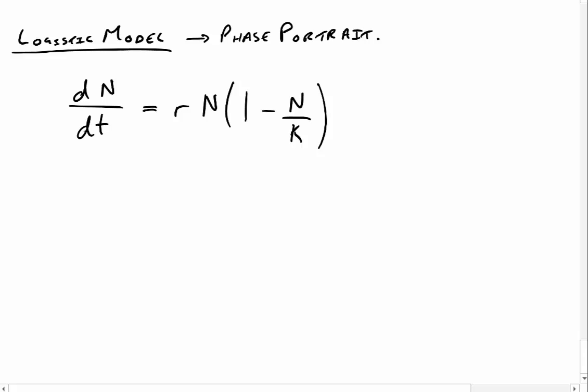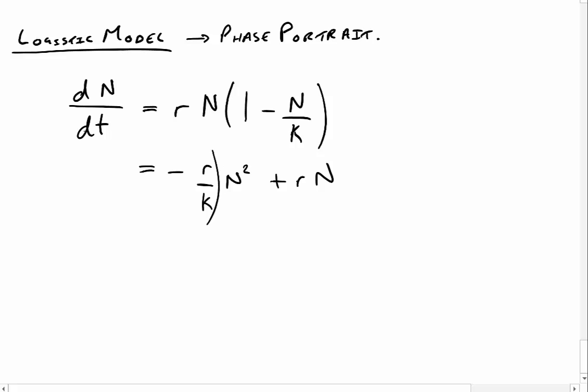Now to consider this, I'm going to expand this out, because it's quite difficult to see what's going on here. This is rn minus rn squared over k, and I'm going to rewrite it the other way around so I get the highest power first. So it's minus r n squared over k, plus rn. Hopefully you can see that this is r over k times n squared, that's the same thing.